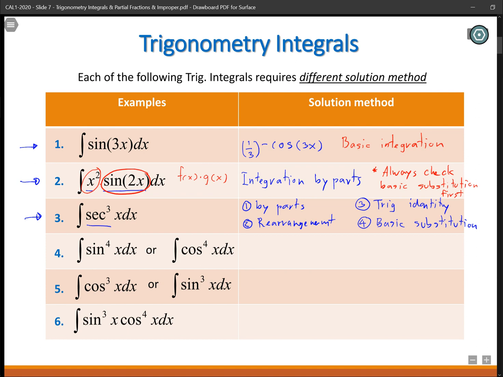And the reason I brought this example here is to remind you that sometimes you need a combination of techniques. You need multiple techniques in order to solve some integrals. So we can make a note here. This is about multiple techniques.